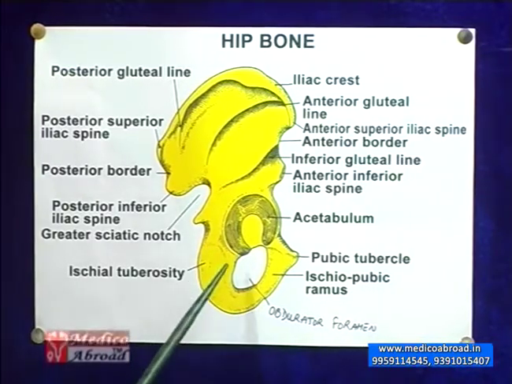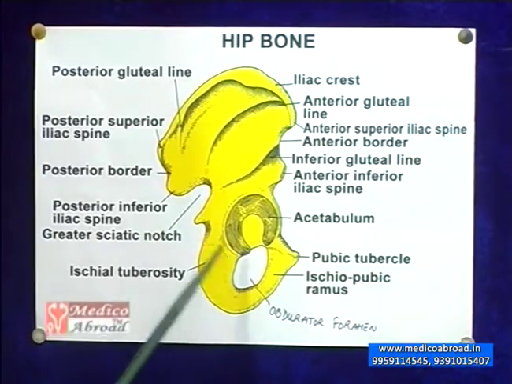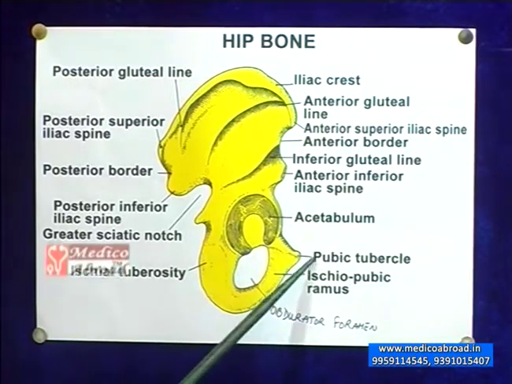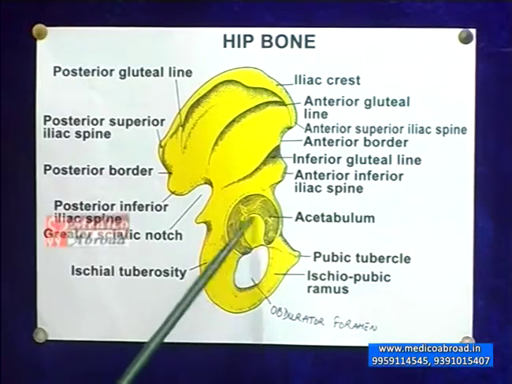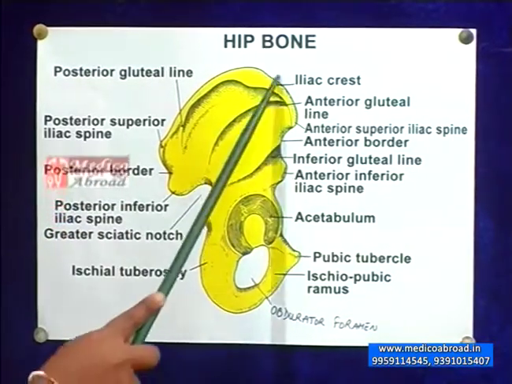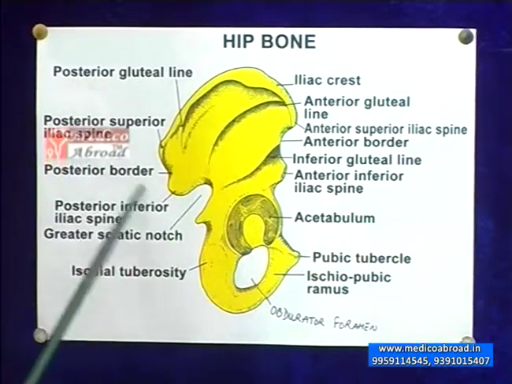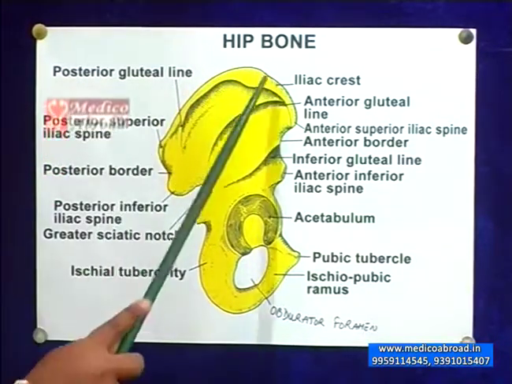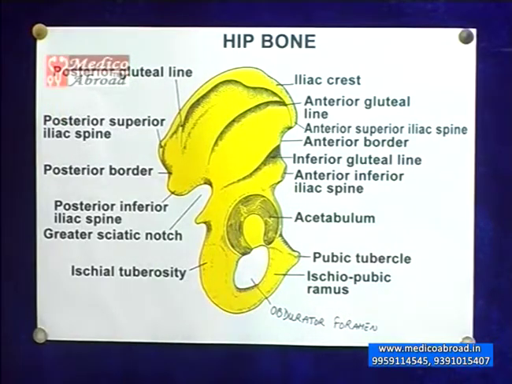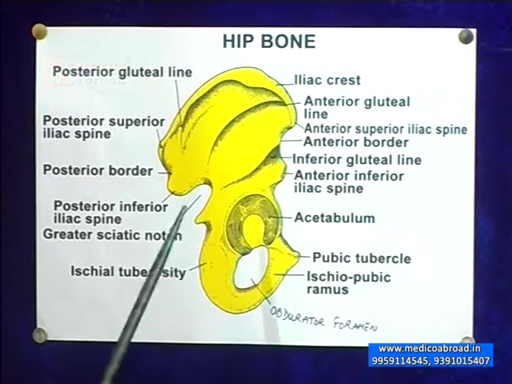Now the hip bone is an irregular bone, but it is made up of 3 different bones which are fused together: the pubic bone or the pubis, the ischium and the ilium, which is the dorsal bone. The ilium is the dorsal bone, the ischium and the pubis are anterior bones. So there are 3 bones which unite to form the hip bone.